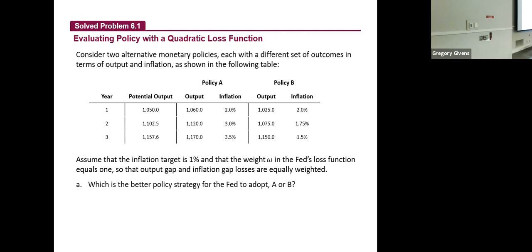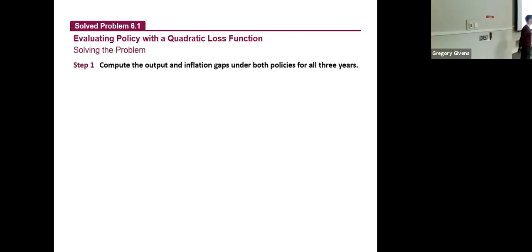All right. I want you guys to tell me which is going to be the better policy, policy A or policy B. So evaluate these two policies using the same loss function criteria. The second part of the problem asks you to do the same analysis, but this time change omega to 1/2. Meaning what? That inflation gaps no longer penalize loss as much as output gaps, right? So output gap stability is the more important objective for the central bank in that example. I think in the interest of time, we should just go ahead and do this one together, all right?